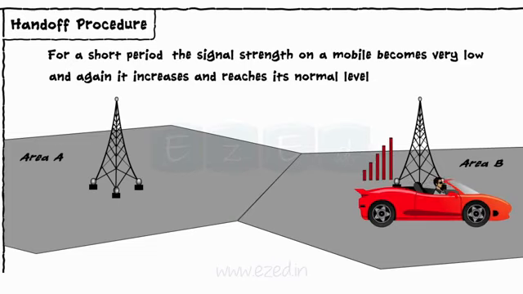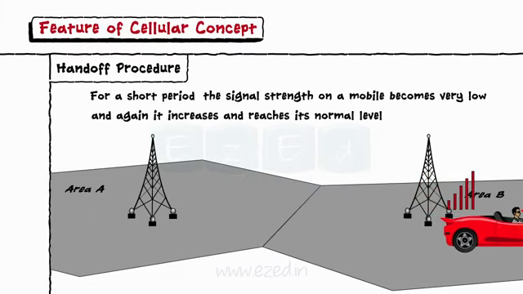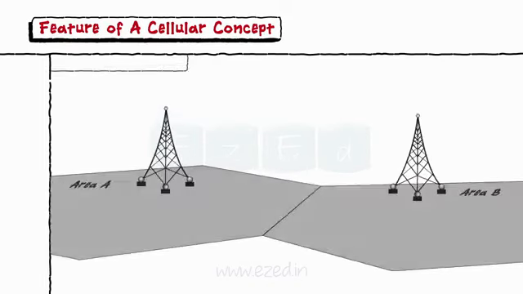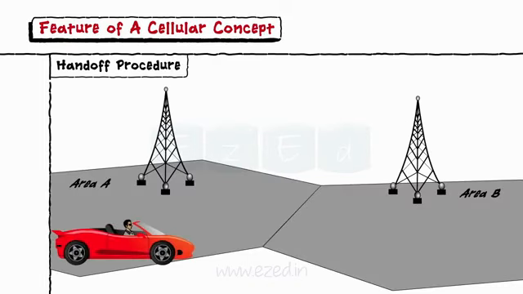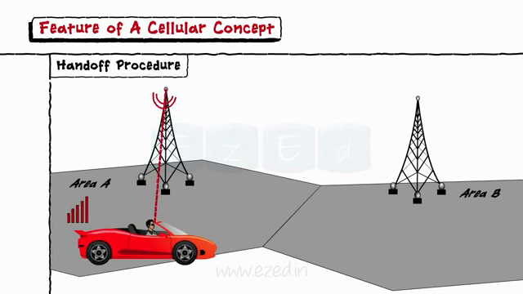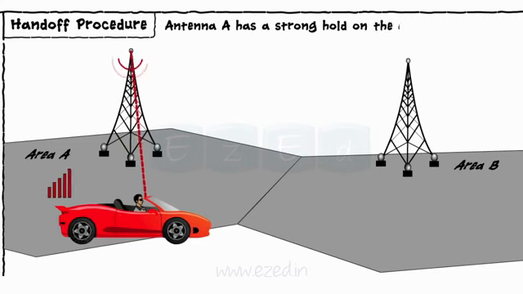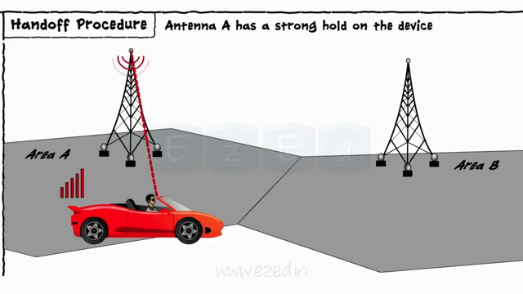Have you ever thought why this happens? The answer to this question is the handoff procedure. When someone, user X, travels in area A, he receives the signal from base station A. That is, antenna A has a strong hold on our device's signal.